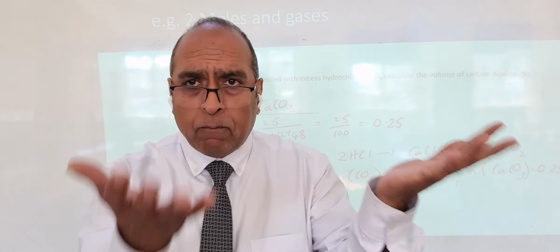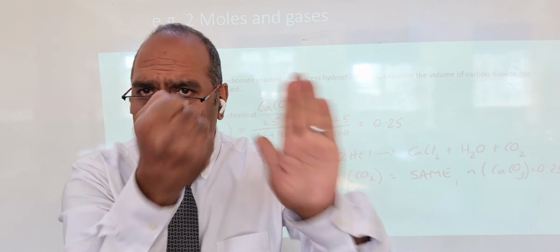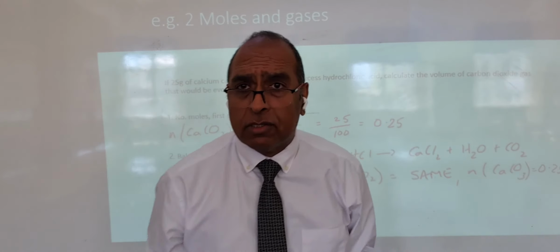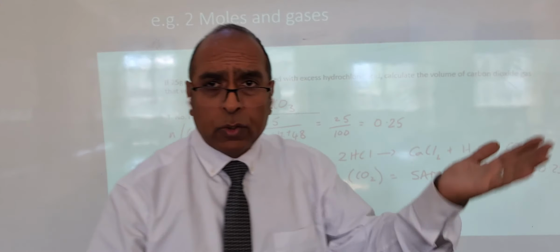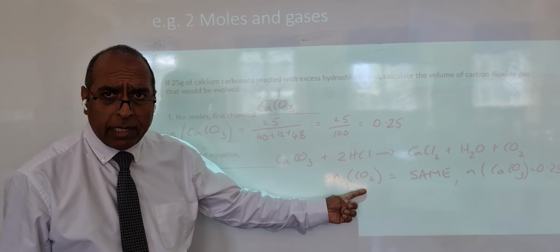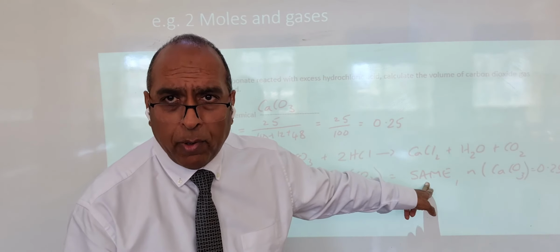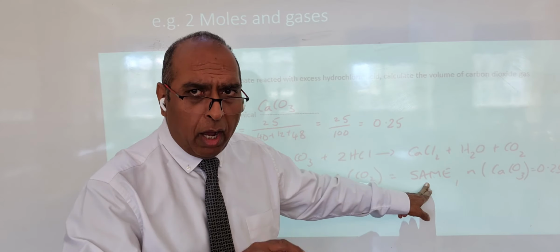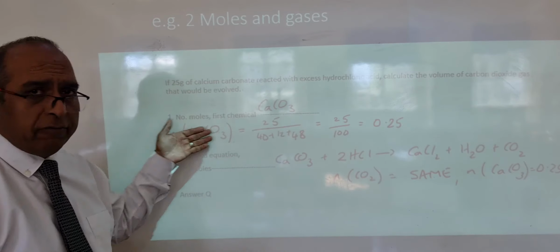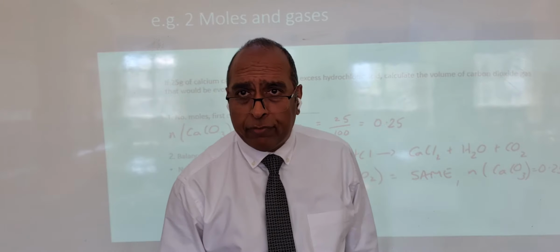How is the number of moles of the first chemical linked to the number of moles of the second chemical? One mole of the first chemical makes a mole of the second, carbon dioxide. So it's 1:1. So the number of moles of the second chemical, carbon dioxide, equals the same. The important word here in step two is the same. It's not half or double. And it was a quarter of the first chemical, so the second chemical number of moles will be a quarter, 0.25.